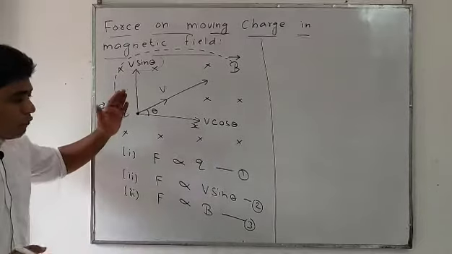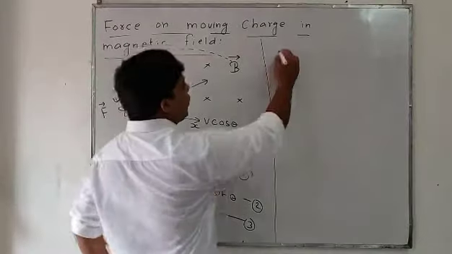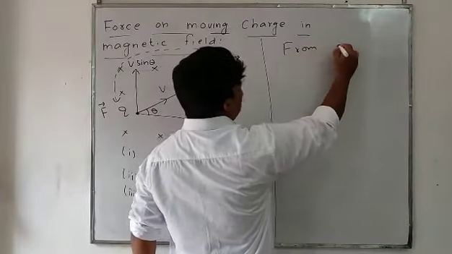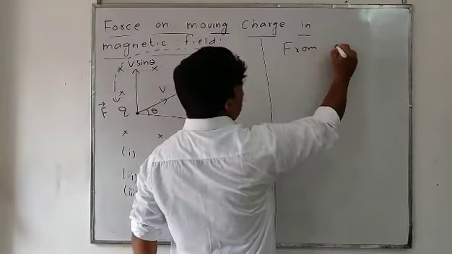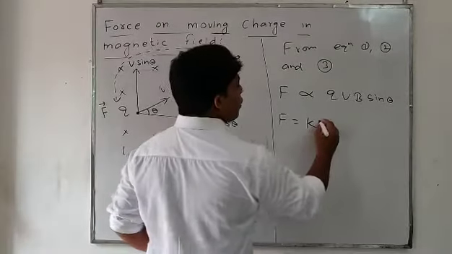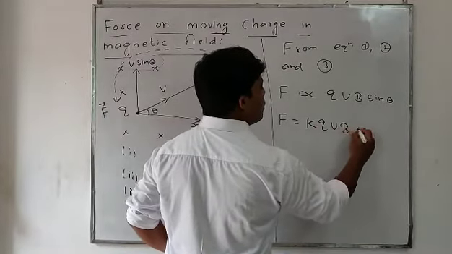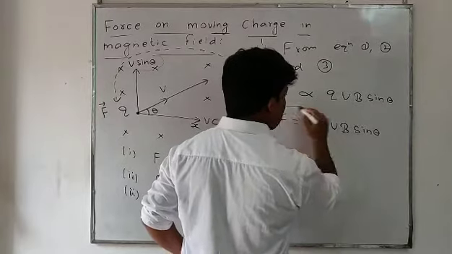Okay students, when we combine all three, from equations first, second and third, we can write F proportional to Q V B sin theta. Students, whenever we remove the proportional sign, we always use an equal sign and a constant. Here I am using constant K: F equals K Q V B sin theta.